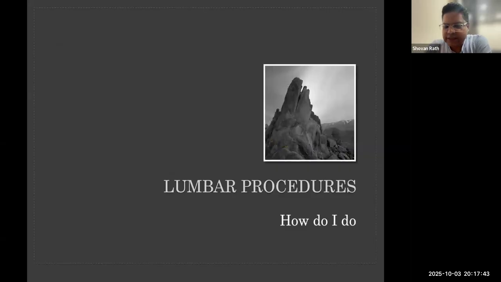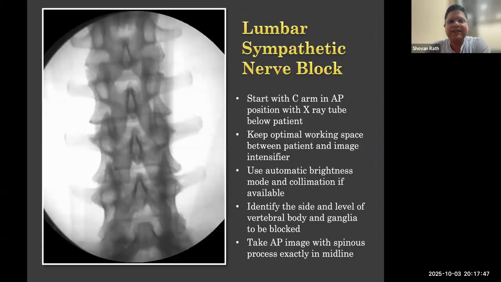Now, this was in a nutshell. Now we'll come to the lumbar procedures, how to do them. As I said, whenever the patient is lying down, we will go one by one. The first one is the lumbar sympathetic block. First I want to tell you how to position the fluoroscope.